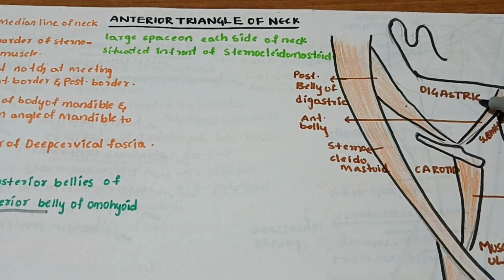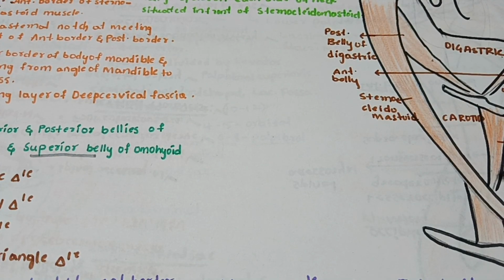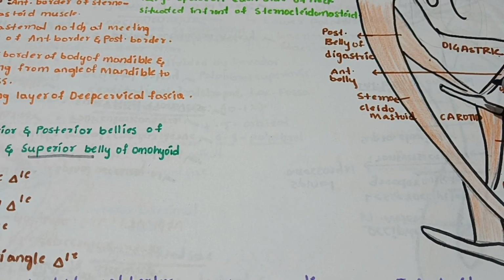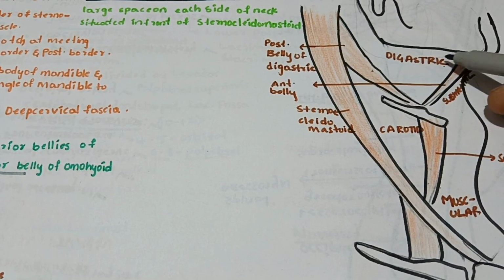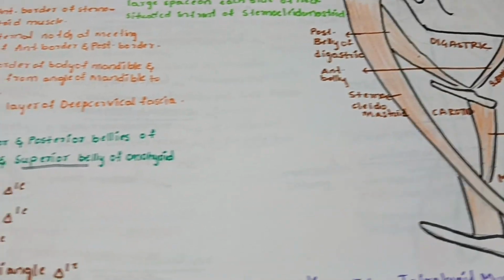The area between the two bellies of the digastric muscle is the digastric triangle, and the triangle present between the digastric muscle, the superior belly of the omohyoid, and the sternocleidomastoid is considered the carotid triangle. These two are the main triangles in the anterior triangle. Apart from them, we have two more. They are the muscular triangle, which is full of muscles, and the submental triangle, present below the mandible. Submental means below the mandible.